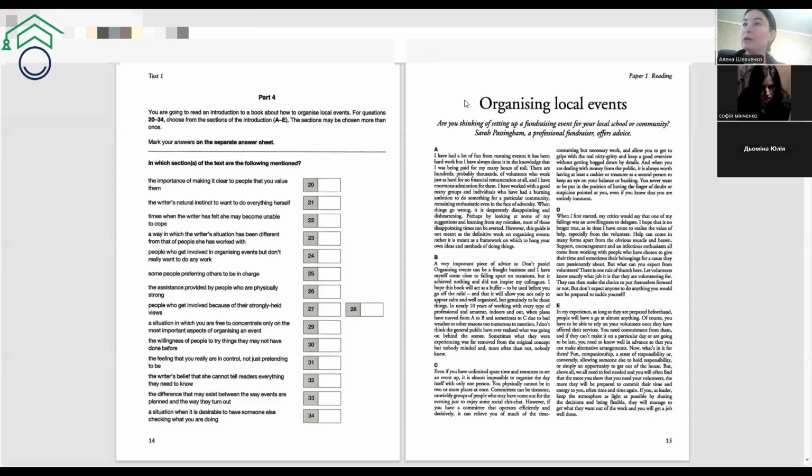So I will help you and you will just read out this part once again in order to realize how it is relevant to the statement in number 29. Start reading once again with the word however. However, if you have a committee.